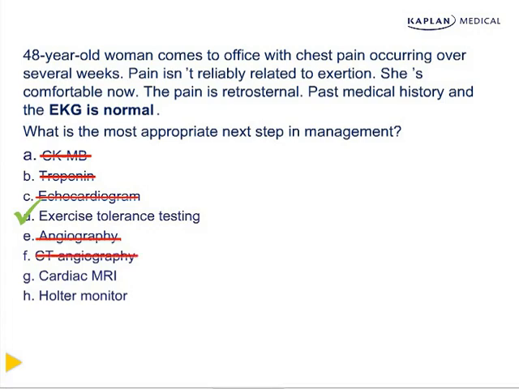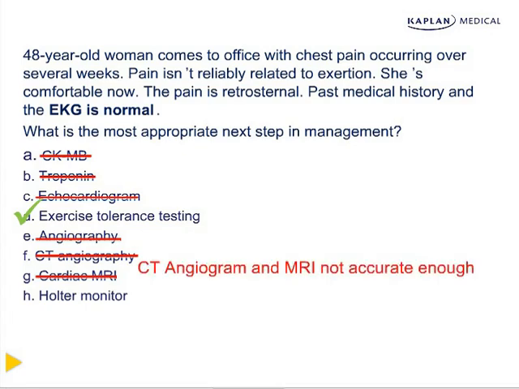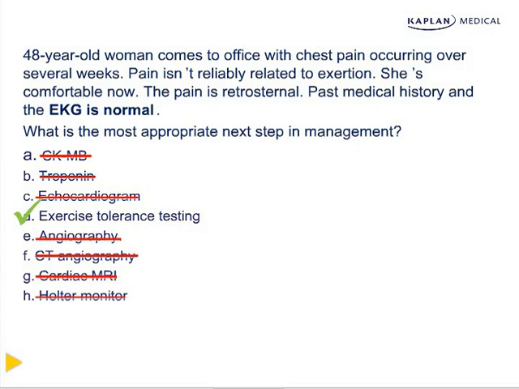CT angiography is not quite ready yet, not quite ready for prime time, not quite ready to be used as a routine test. We're not sure what to do. We do know that CT angiogram and high calcium scores are associated with worse disease, for sure. But when to precisely use it is not too clear. Cardiac MRI is also not yet clear what to do with it. The Holter monitor is exclusively to look for rhythm evaluation.